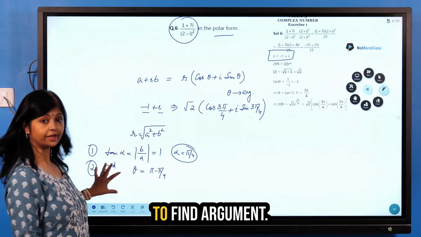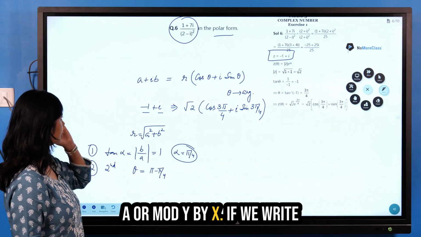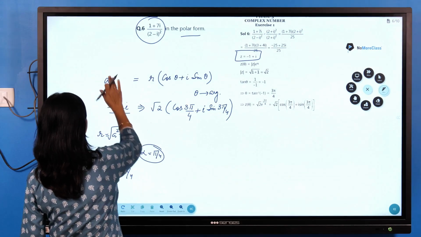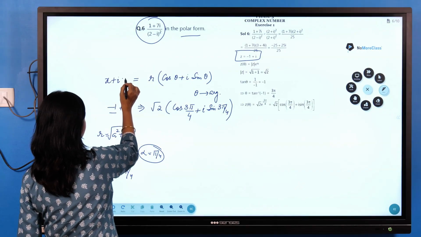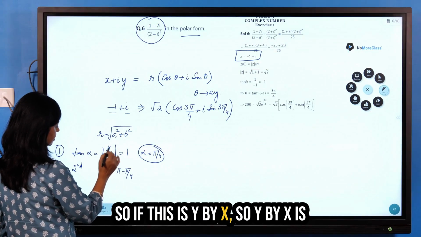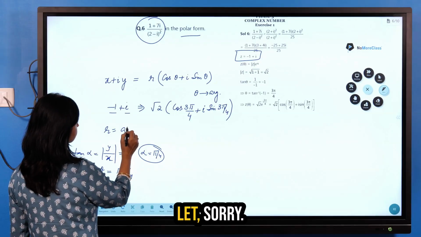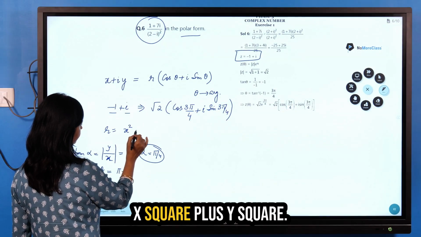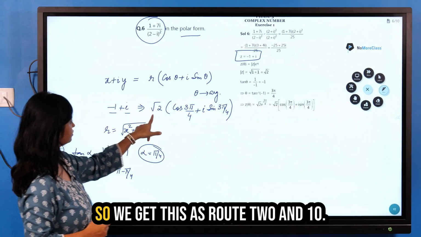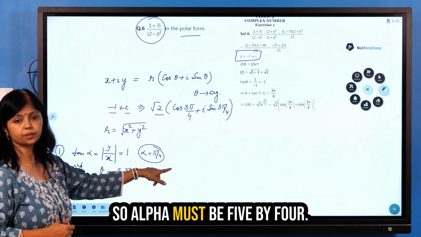So the process is simple to find the argument. First of all, find the mod of b by a, or mod y by x. If we write it as x plus iy, it is better because we can immediately connect with the x and y axis. So this is y by x. Then r is equal to root of x square plus y square, which is just a mental thing. So we get root 2, and tan alpha is y by x, which is 1, so alpha must be pi by 4.